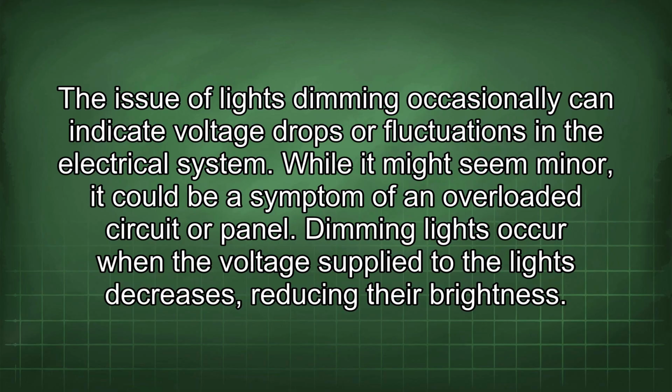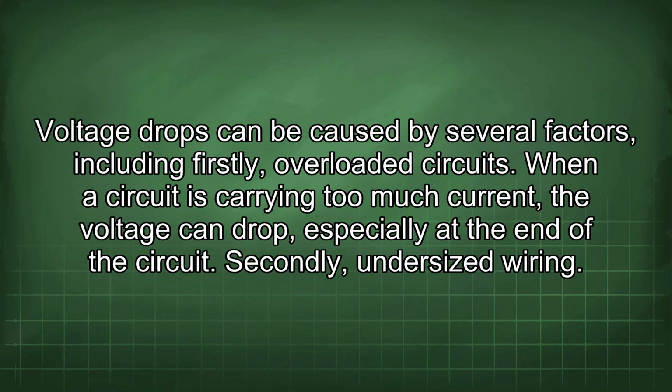The issue of lights dimming occasionally can indicate voltage drops or fluctuations in the electrical system. While it might seem minor, it could be a symptom of an overloaded circuit or panel. Dimming light occurs when the voltage supply to the lights decreases, reducing their brightness. Voltage drops can be caused by several factors, including, firstly, overloaded circuits. When a circuit is carrying too much current, the voltage can drop, especially at the end of the circuit.